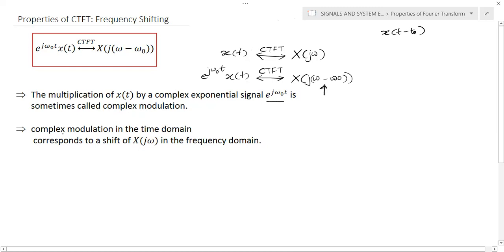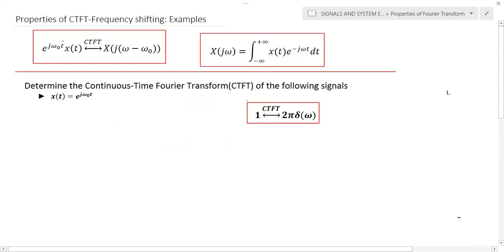When you perform this complex modulation in the time domain, it corresponds to a shift of x of j omega in the frequency domain. This is a very important property, because we need it to solve many problems. We can consider it the frequency shifting property, because in the frequency domain we are shifting the signal to omega 0. Now we'll discuss some problems.